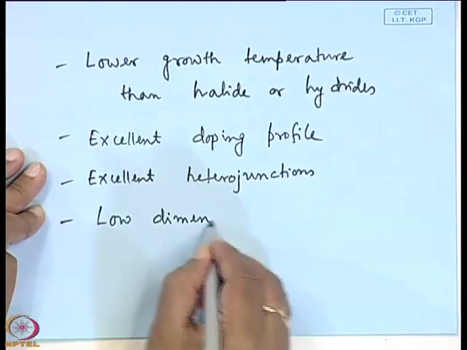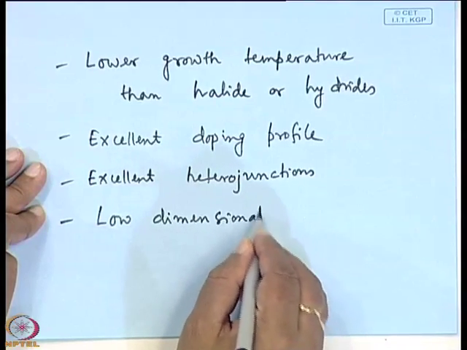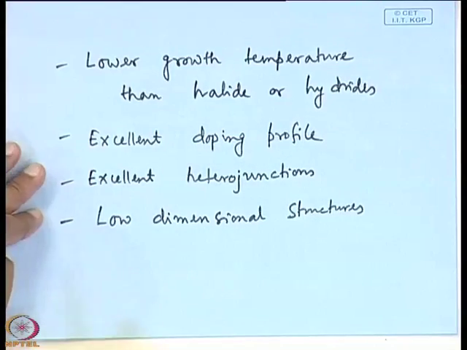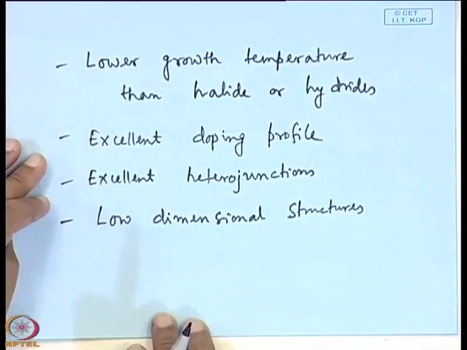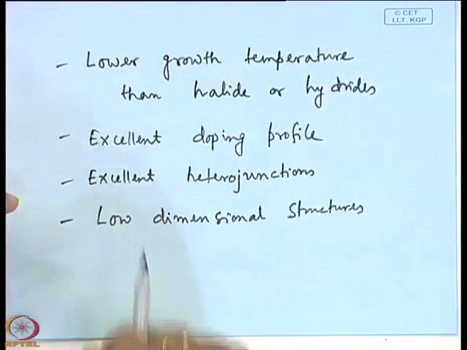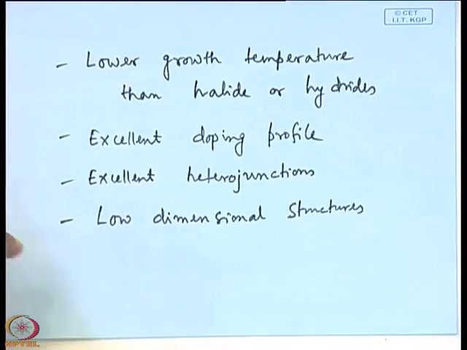What is low dimensional structures? Low dimensional structures means not thickness, it is quantum well, quantum dot, quantum wire, nanostructures, those are known as the low dimensional. Low dimensional means it is less than 3 dimension. So, we have discussed that thing, that splitting of the energy bands.